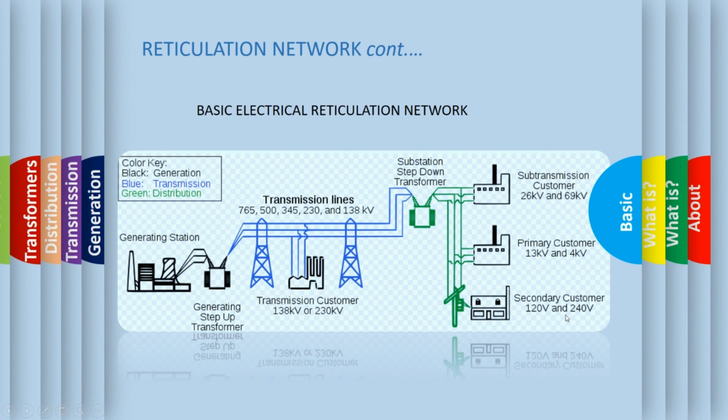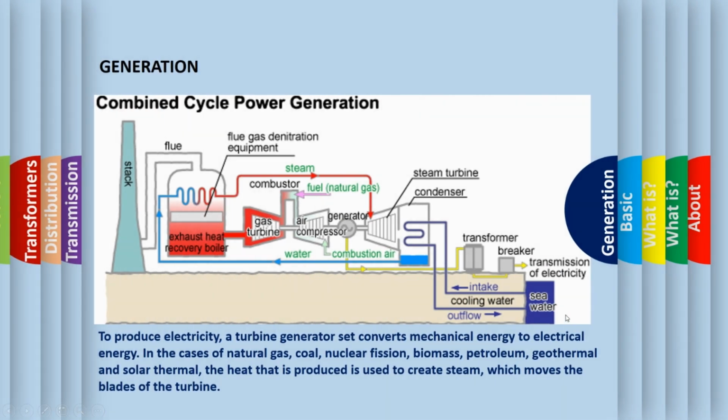Now, let us break it down into pieces. How is voltage being generated, or how is electricity being manufactured? Here, we'll only look at the traditional way of manufacturing electricity, which is through water and coal. Now, this is the basic concept or the basic structure of electricity manufacturing.